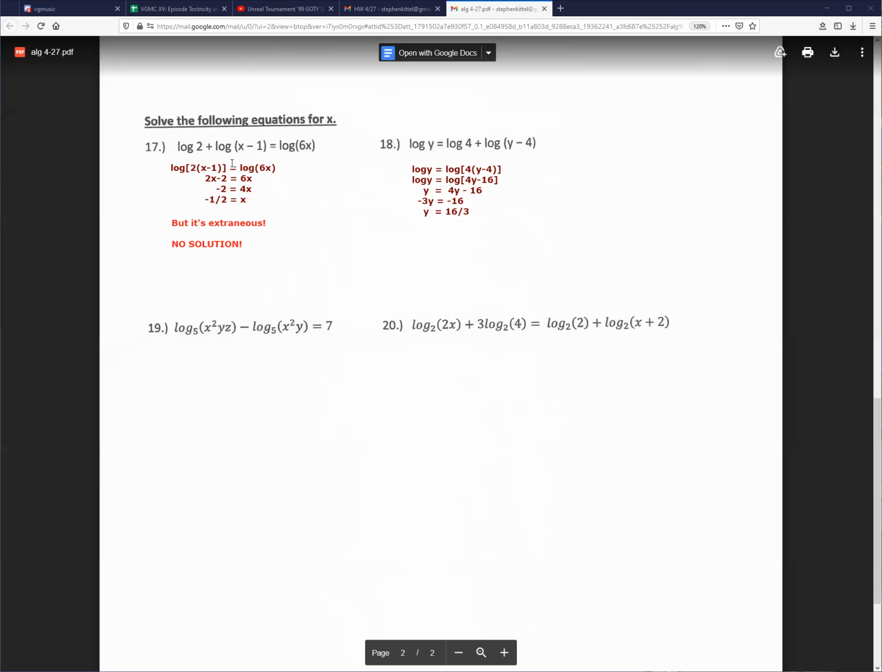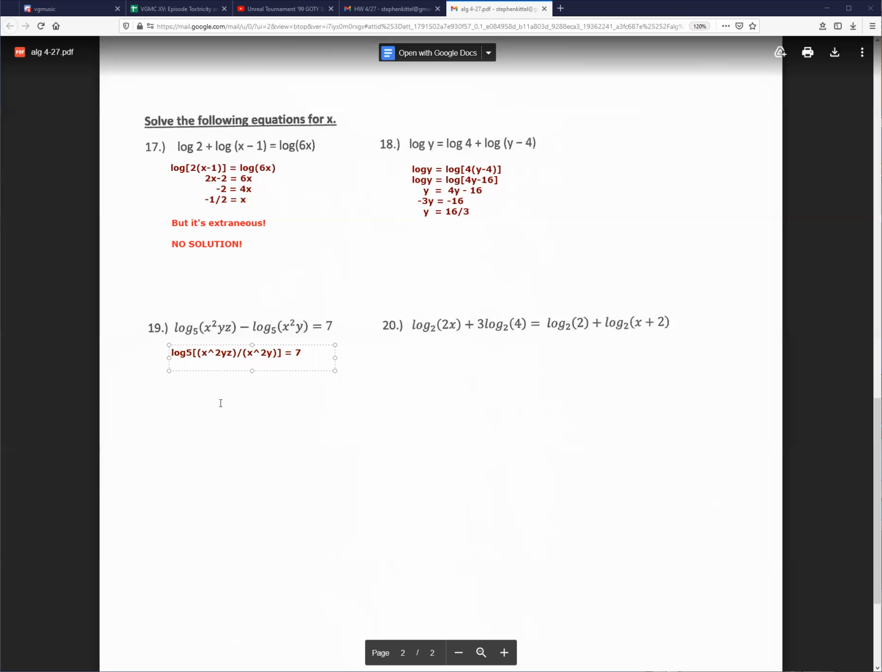And then 19 and 20, it says solve for x, but we've got other variables. Or at least for 19 we do. 20 is just complicated. So we're going to have to get x equals, but it's not going to be a number. We'll just have to keep that in the back of our head. All right, so log 5 of, we are subtracting, which means dividing, x squared yz divided by x squared y is equal to 7. Now we're going to do 5 to the both sides.